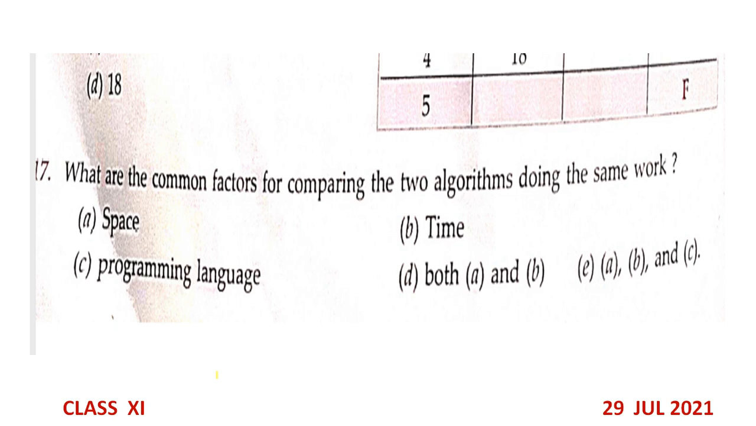Question number 17 now. What are the common factors for comparing two algorithms doing the same work? With respect to space, with respect to time, with respect to programming language, or both A and B, or A, B and C. The answer will be: algorithms are always preferred as best if they take less execution time with more efficiency. Therefore, your answer will be B, that is time.